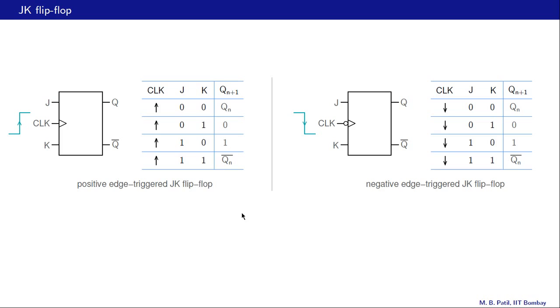JK flip-flops can be made either as positive edge triggered flip-flops or negative edge triggered flip-flops. We have already looked at the functionality of this one earlier. That is the transition table for a negative edge triggered flip-flop. And similarly, here we have a positive edge triggered flip-flop, and that is the table for it. The only difference is here we have a positive going clock edge as the active edge. Here we have a negative going clock edge as the active edge. Otherwise, these entries are identical.